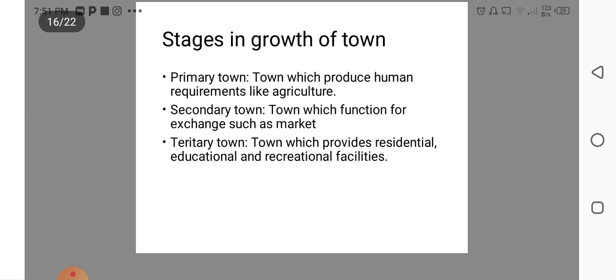Stages in the growth of town. Primary town, which produces human requirements like agriculture. Secondary town, a town which functions for exchange such as market. Tertiary town provides residential, education and recreational facilities. These are the stages of town.